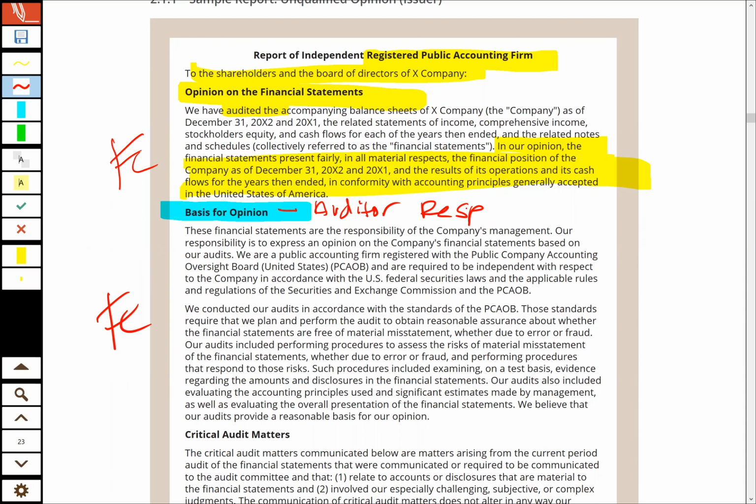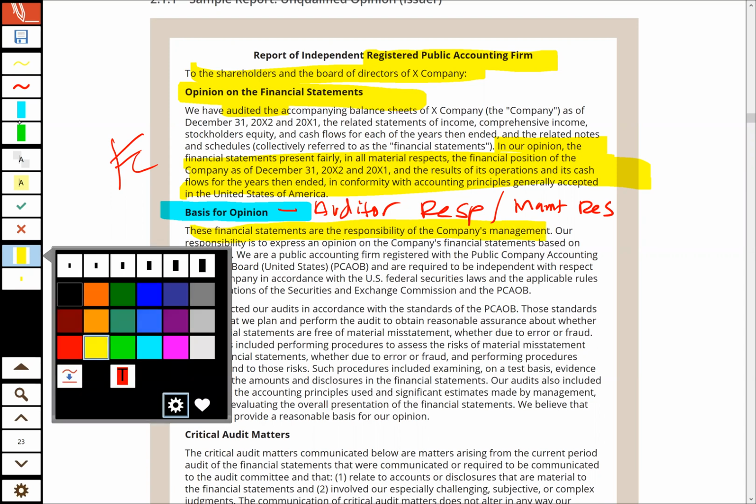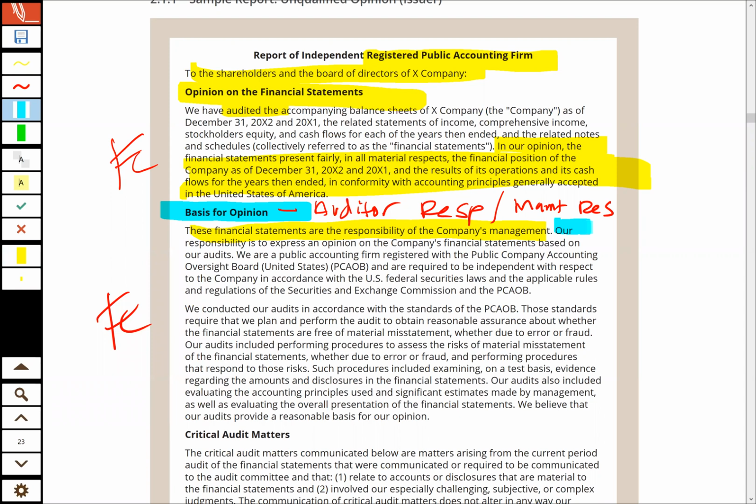Okay, so notice that what? It's actually a combination: auditor responsibility and management responsibility. Okay, so notice they say management is responsible for the financial statements. Our responsibility, okay, just change the blue, is to express an opinion.